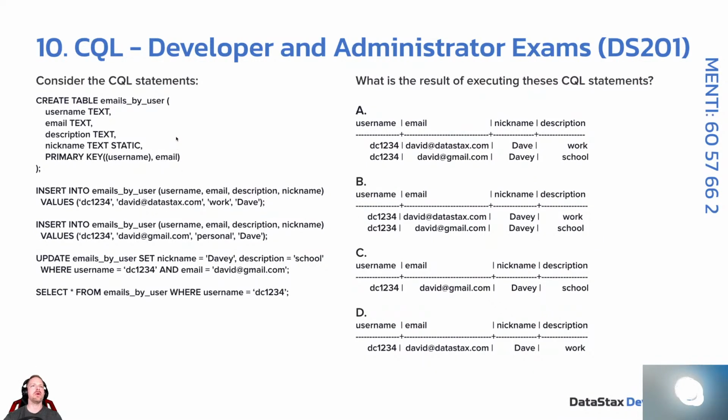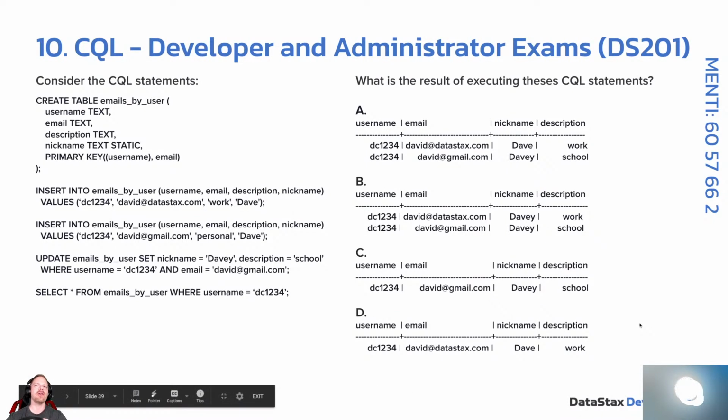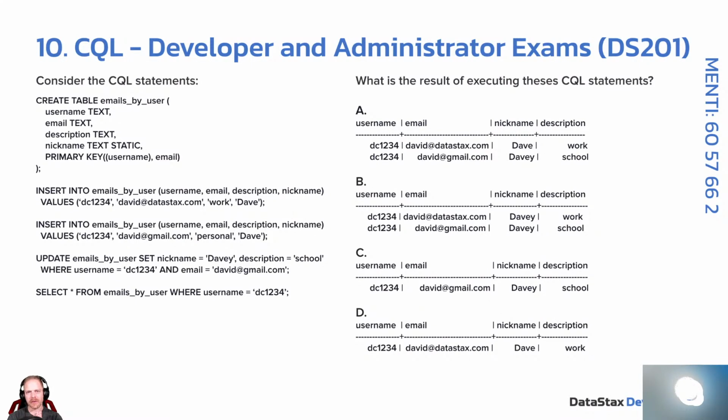All right, so if we look at the CQL statements here, the create table and our insert, update, and select, then what is the result of executing these CQL statements? Without giving it away, I want to say pay particular attention to that create table statement and the fields that are there and their types.